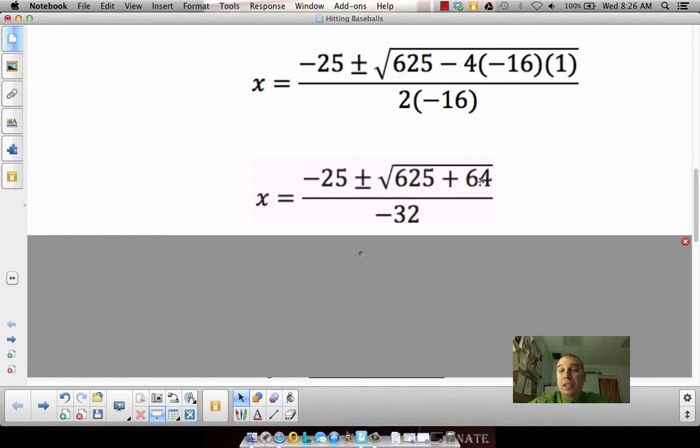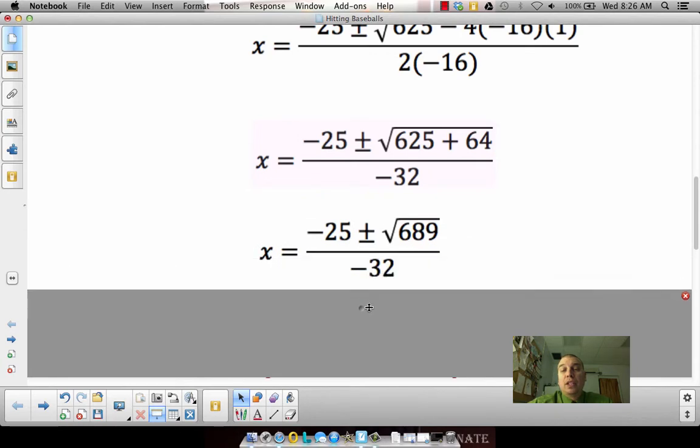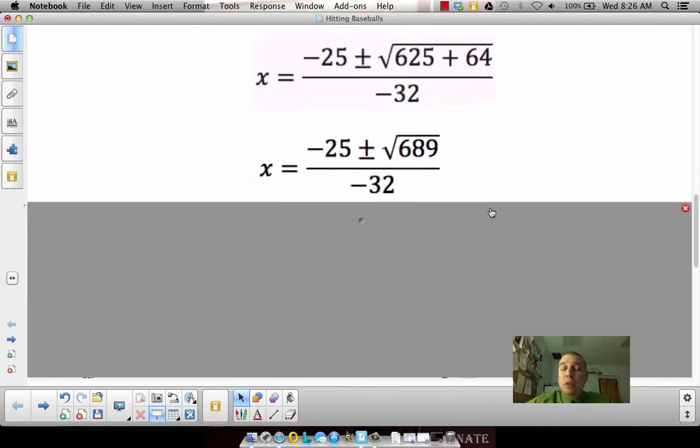I have to deal with what's underneath this square root symbol. So I have to deal with 625 plus 64. That's going to give me 689. So the square root of 689. When you use your calculator, you'll notice it doesn't come out very nice.